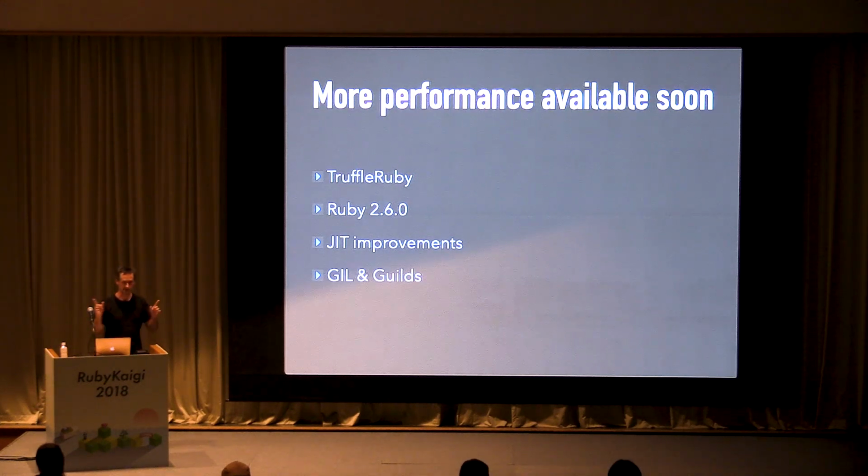Also, as you will see in the other talks, there is more performance available soon. And for that line of work, data migration or synchronization, performance does matter. And yes, Ruby was too slow in the past. Well, kind of slow. It's really improving, and we have good options like TruffleRuby, the keynote from that you will see in 2 days, Ruby 2.6, JIT improvements, the GIL and guilds as well.